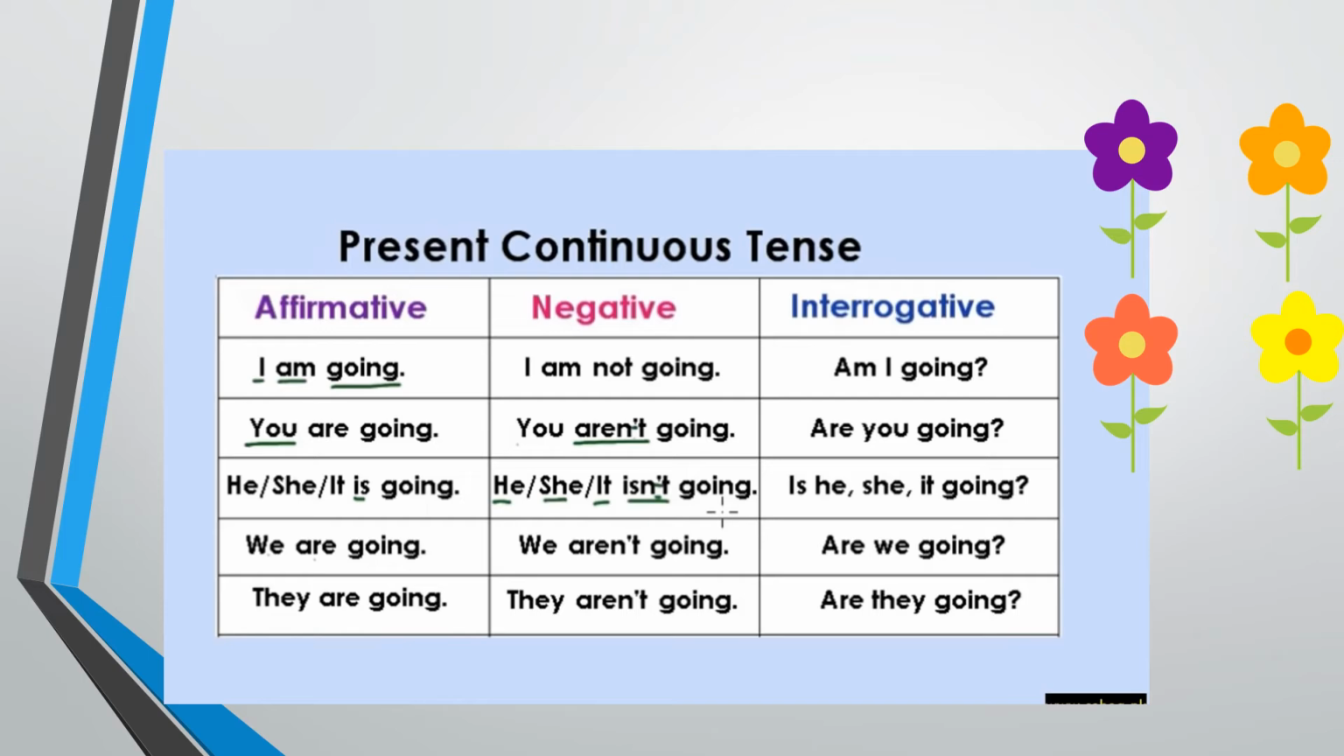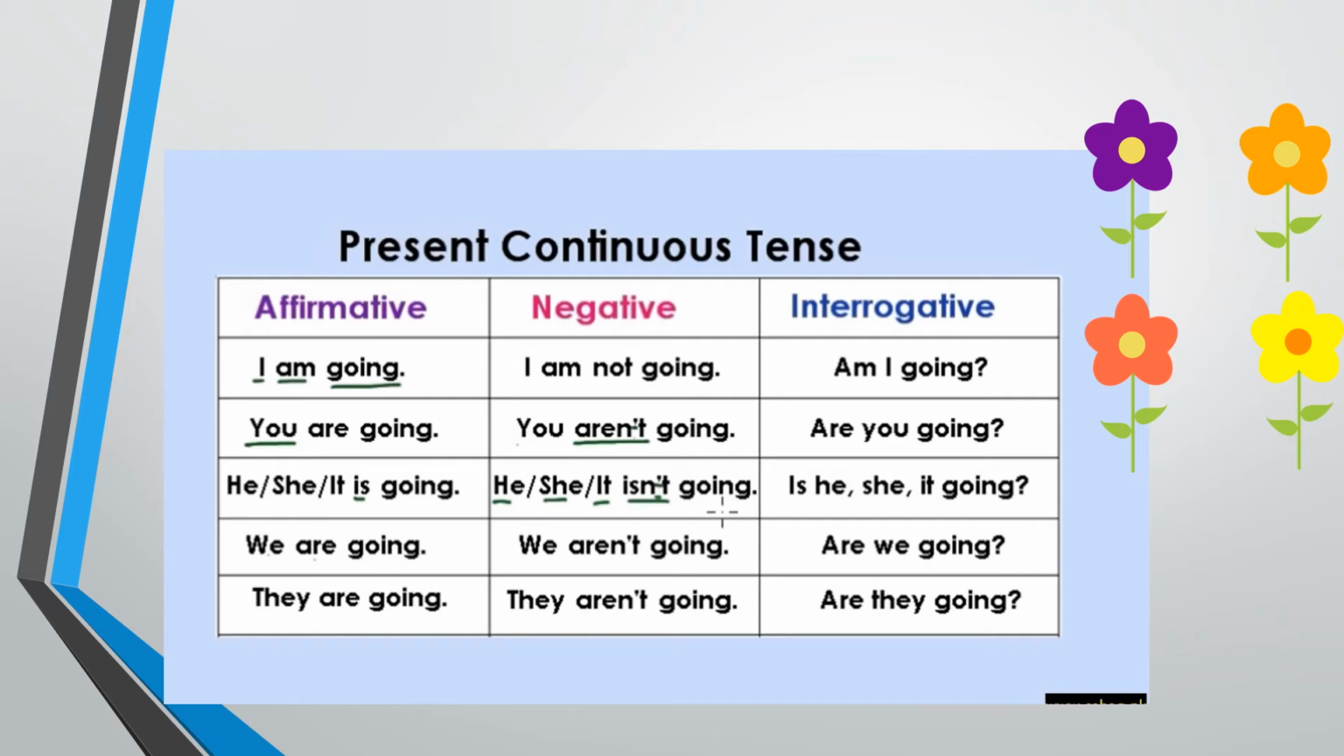And here are other examples. You are going, you are not going, are you going? He, she, it. You will use is with he, she or it. He, she, it is going. He, she, it is not going. Is he, she, it going?